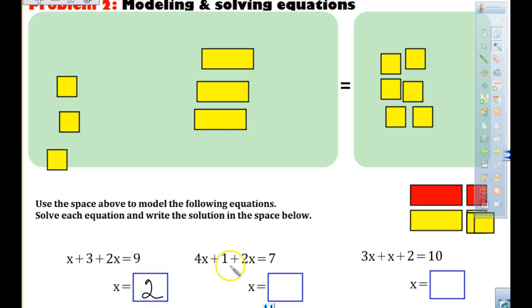I want you to model this one with your groups and leave this on your desk so that I can see you have 4 X's plus 1 plus 2X equals 7. Okay? So move the tiles between you and your partner to get that one set up. Second problem in the middle. You're doing this one. Sorry, you're doing this one. Got it. Then you have to have equal 7.